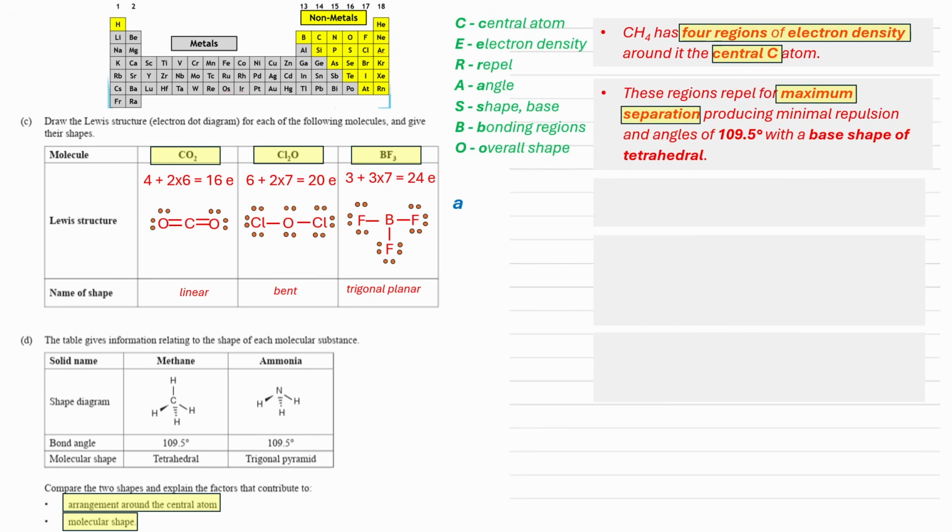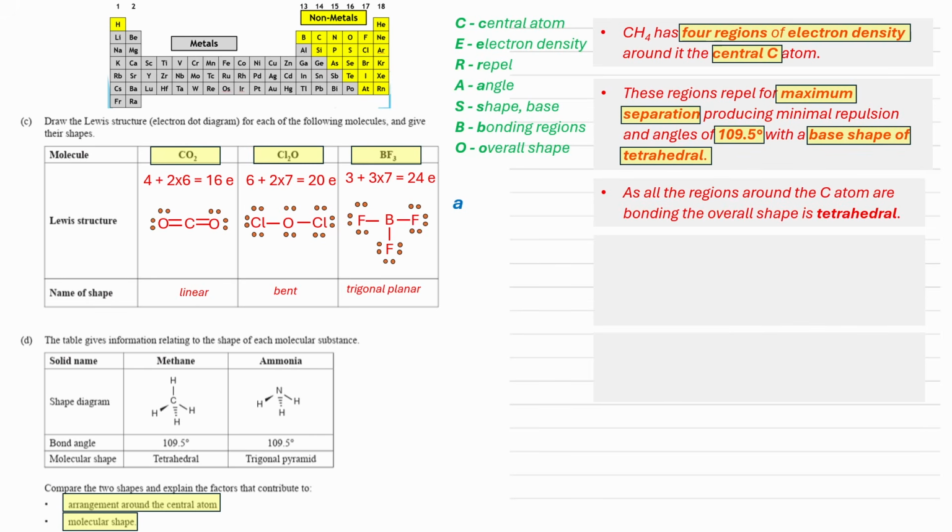So CH4 has 4 regions of electron density around its central atom. So I've talked about the central atom and electron density, first part. These regions repel for maximum separation, producing minimal repulsion and angles of 109. So I've done the repel and angles, and a base shape, a foundational shape of tetrahedral. I've talked about the base shape. So I've done the first 5 things.